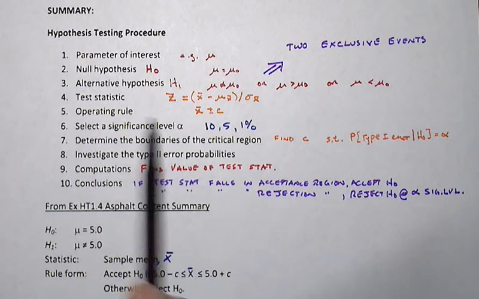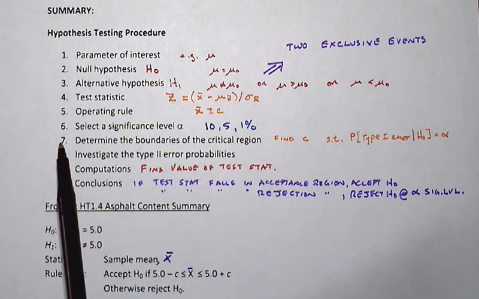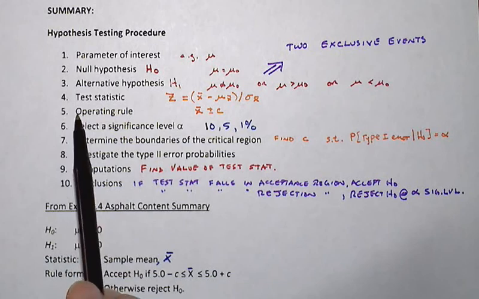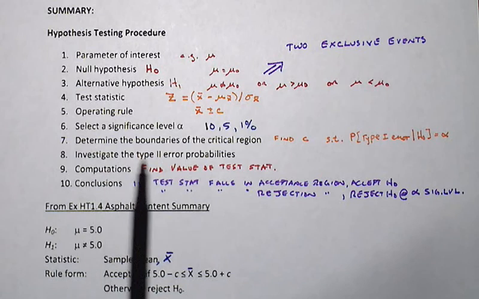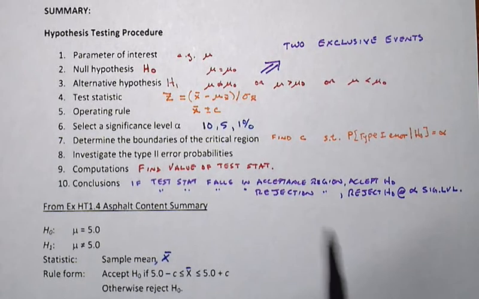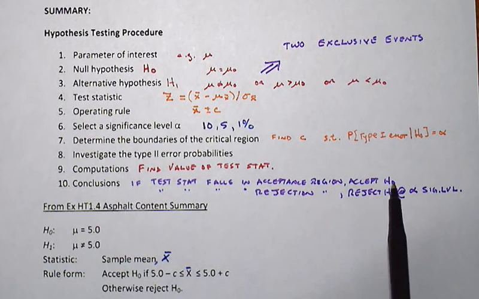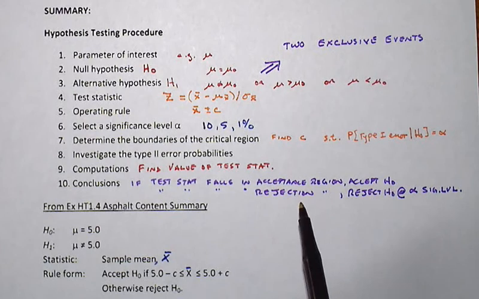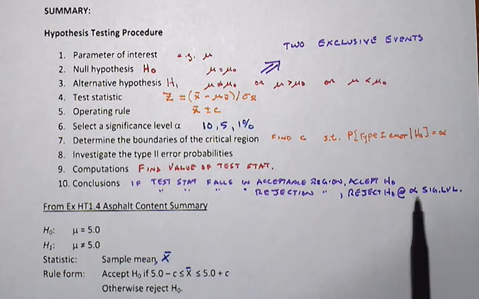And finally, conclusions. Note that the differences again are that I've broken out the operating rule, and I've also inserted in here the investigate the type 2 error probabilities. That's a little different than what you'll see in the Montgomery and Runger text. When you finally get there, if your test statistic falls in the acceptance region, then you accept the null hypothesis. If it falls into the rejection region, then you're going to reject the null hypothesis at the alpha significance level that you have. So that's how you're going to report this.